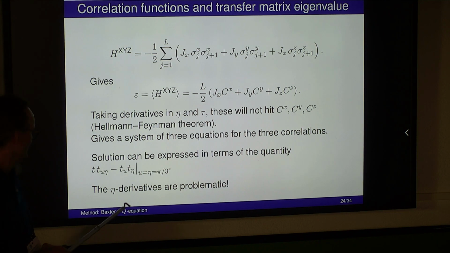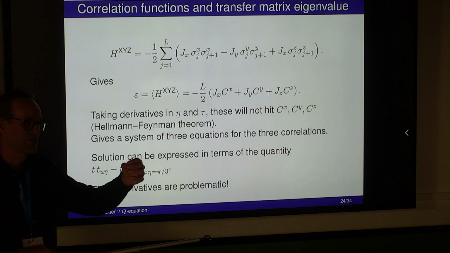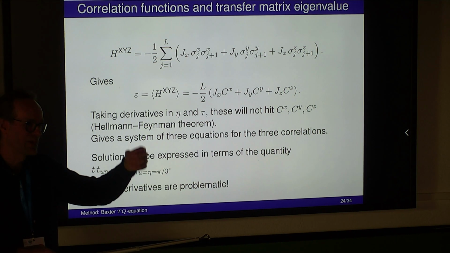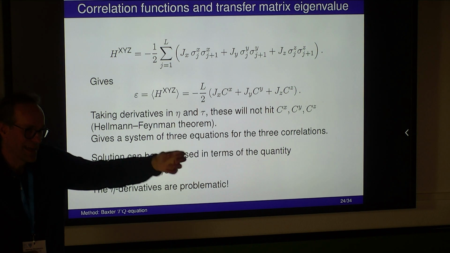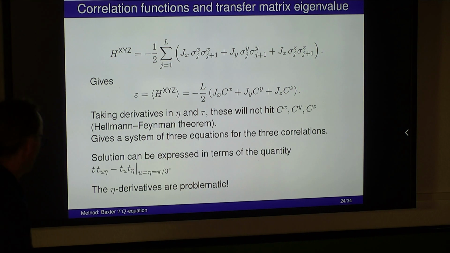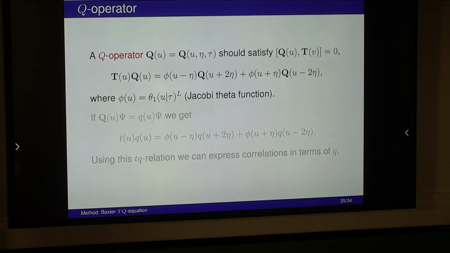And here, the u derivatives are not bad, but the eta derivatives are bad because we have this kind of finite solvability only at eta is pi over 3. As soon as we vary eta a little bit, we don't know anything explicitly anymore. So we want to get rid of the eta derivatives. And that's basically what the Q operators do.